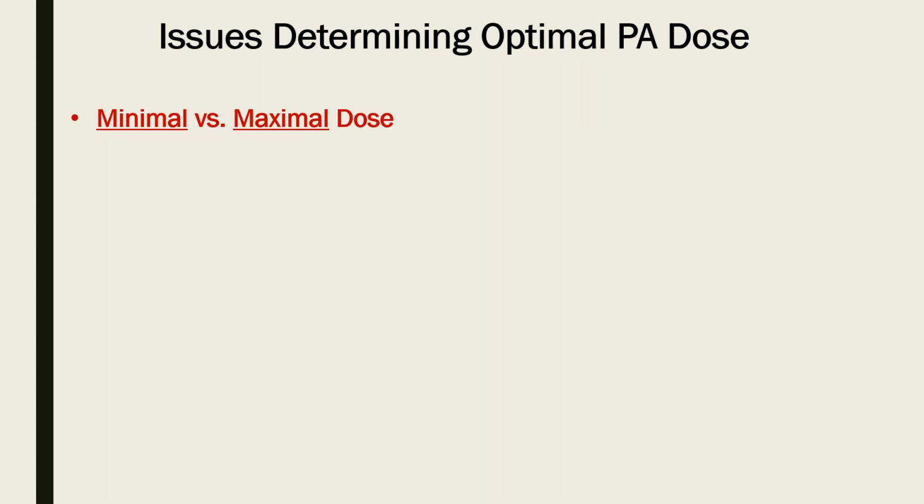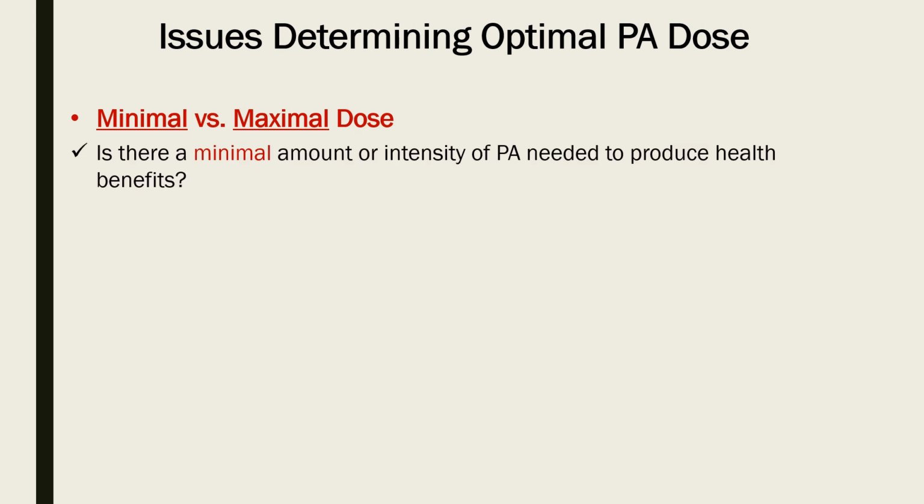The researchers also aim to address the question of the minimal versus maximal dose of physical activity. A common question is, what's the minimum amount or intensity of physical activity needed to achieve significant health benefits? The answer depends heavily on a person's current activity level. For instance, someone who has been bedridden can experience substantial benefits simply by sitting upright or standing and moving slowly for a few minutes several times a day.